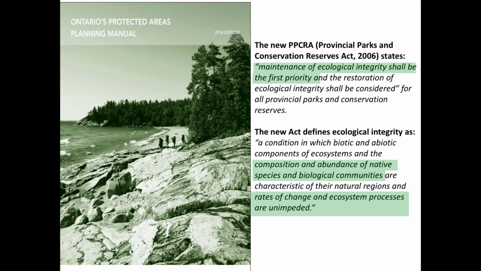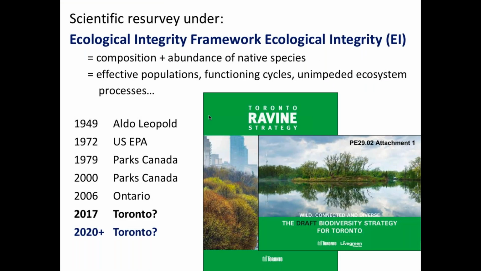So again, using these as frameworks, this is what we sort of took to try and capture and measure ecological integrity. And so we did a resurvey, trying to be as rigorous and scientific as possible, to go back to those plots and those ravines and look at ecological integrity in the framework of EI. And that was composition, abundance of native species, which is much more difficult on a short-term study as we were doing, but looking at affected populations, functioning cycles, unimpeded ecosystem processes, etc.